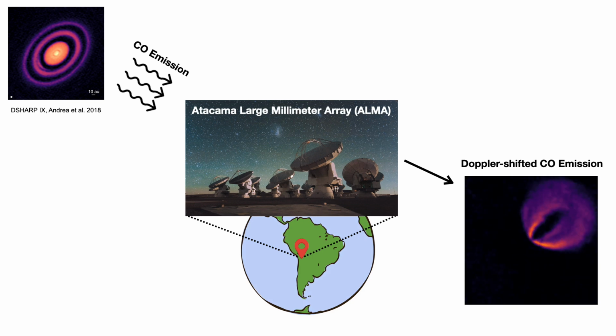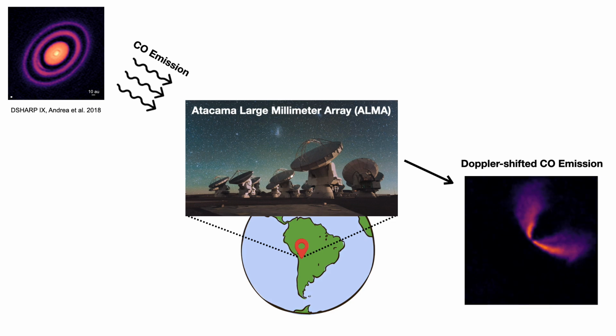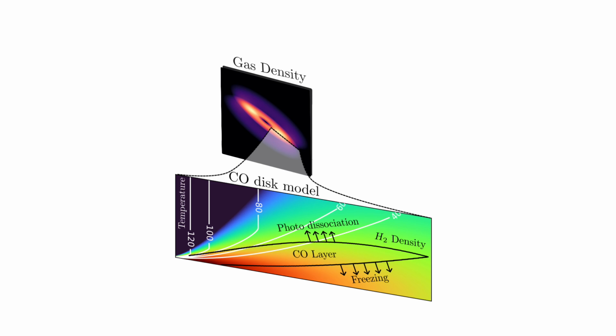ALMA's large array of antennas acts as a single telescope with a kilometers-wide diameter, allowing for very fine spatial and also spectral resolution. Thus, it can produce a high-resolution three-dimensional data cube that captures where the material sits and how it moves. ALMA's target is emission from CO gas.